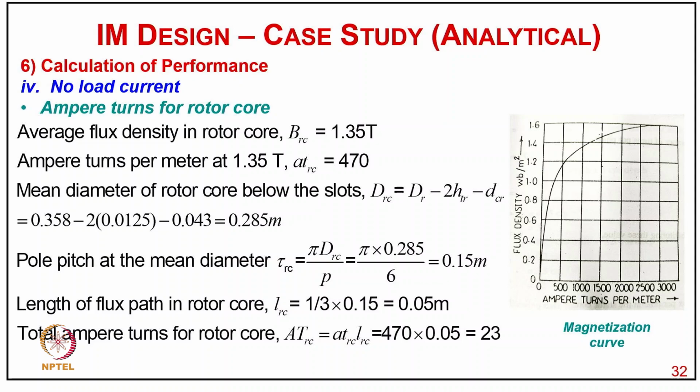Now coming to the ampere turns for the rotor core. The average flux density in the rotor core is BRC equal to 1.3 Tesla, and the ampere turns per meter at 1.3 Tesla for the material we are using for the rotor core is small ATRC equal to 470. The mean diameter of the rotor core below the slots is DRC equal to DR minus 2HTR minus DCR, so this value comes around 0.285 meter, and the pole pitch at the mean diameter DRC will be pi DRC upon P, that comes 0.15 meter. So the length of the flux path in the rotor core LRC will be one third of this, so it comes 0.05 meter, and the total ampere turns for the rotor core is capital ATRC equal to small ATRC into LRC, it comes 23 ampere.